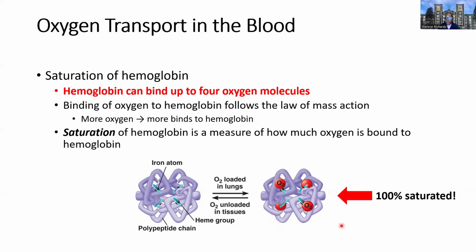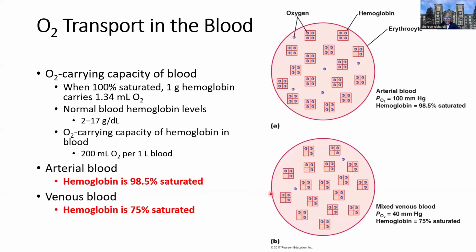Okay, so in this state, it's 100% saturated with 4 oxygen bound to those hemoglobin. Let's look at the oxygen carrying capacity of our blood. When we have fully saturated hemoglobin, about 1 gram of hemoglobin is carrying about 1.34 milliliters of oxygen. So this is when hemoglobin is fully saturated.